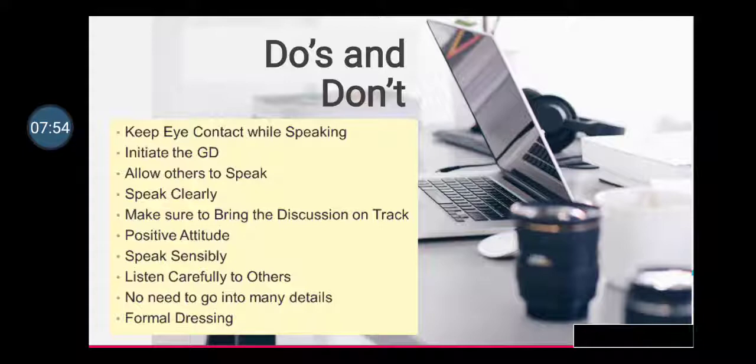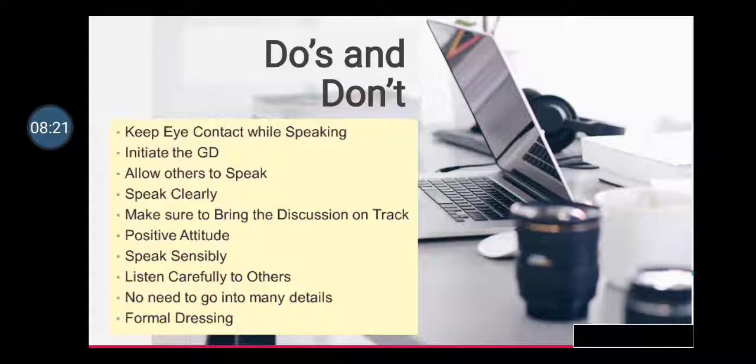Do not try to dominate anyone and keep your posture and body language polite. Speak what is sensible, what is required. Don't give irrelevant speech. We have been telling this many times in many different topics. Why? Because many students go off on irrelevant topics thinking that they have to talk something, so they give irrelevant points.